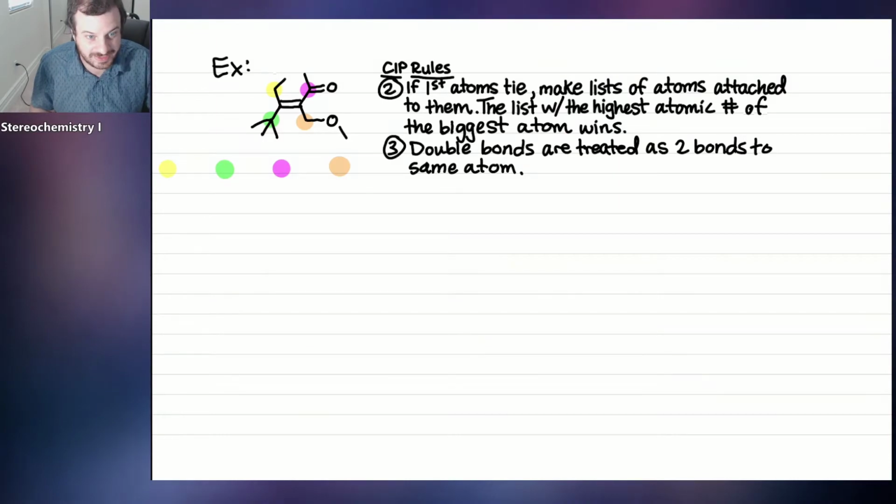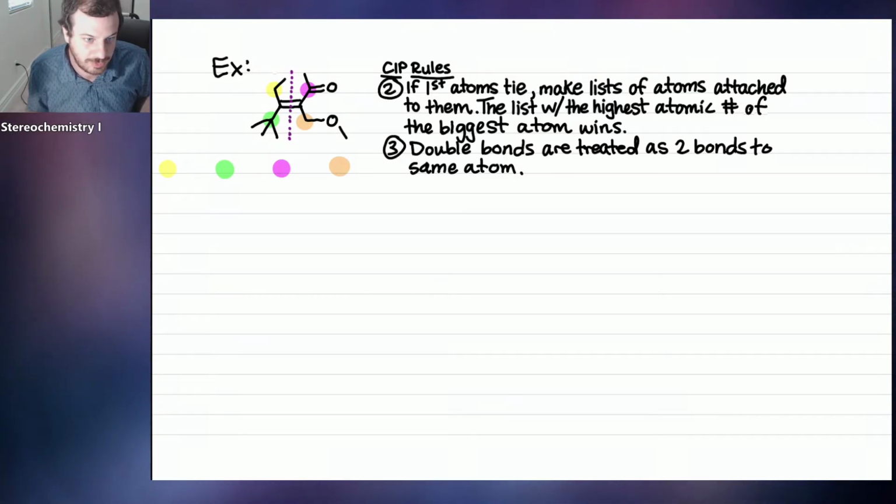Okay, we're going to make a list of all the atoms connected to those, because if you look at all of these atoms, what are yellow, green, orange, and pink? They're all carbons, so they're all tied. Remember, of course, we are only going to be looking for the winner in Team 1 and Team 2, so let's go ahead and draw that dotted line right down the middle of the alkene to split up the 2 teams.